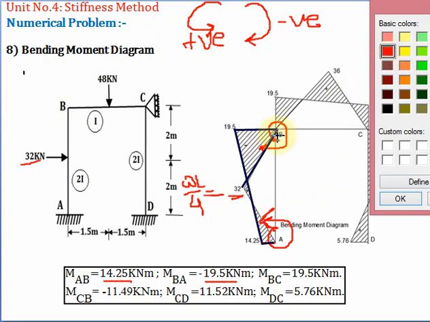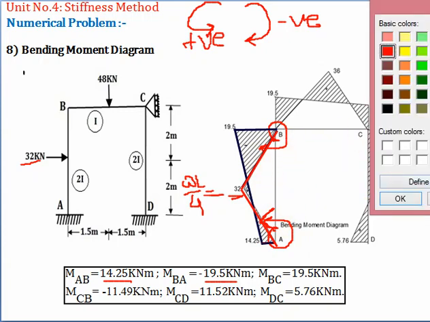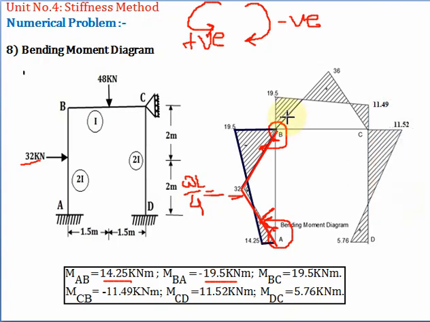You have to change the color. Okay, so this is the free bending moment diagram. This is for the member AB. Now we'll draw it for the member BC. Now I'll keep the pen nearer to the member. We have to change the color.